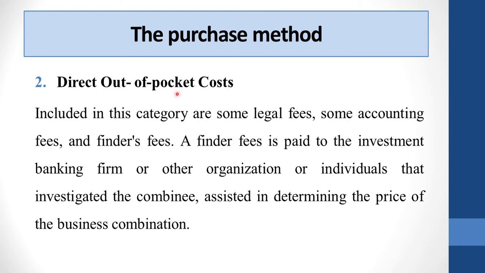Secondly, the direct out-of-pocket costs. Direct out-of-pocket costs include some legal fees or accounting fees and also finder fees. These fees are essential for the combination process. What are finder fees? Finder fees are paid to investment banking firms or any other organization that plays a role in the combinee investigation and the business combination process. They also determine the price of the business combination. These are the direct out-of-pocket costs.